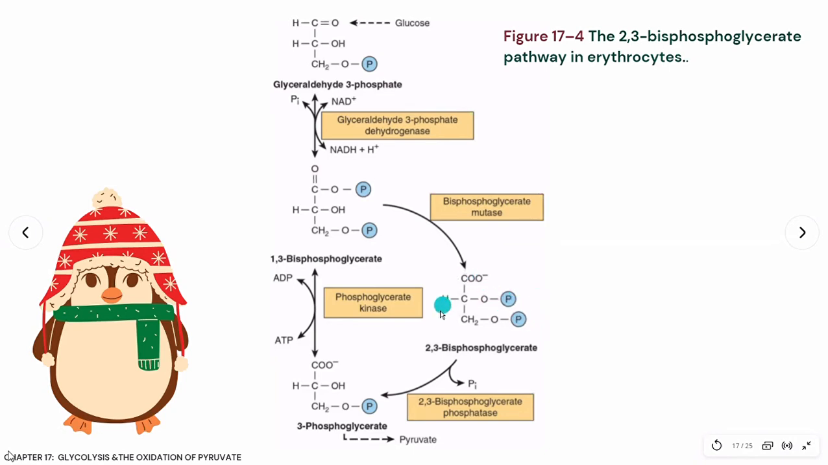And this is the one that is being used by hemoglobin. A substantial amount is being formed so that your hemoglobin can function. Okay? And then in this biphosphoglycerate, the phosphate at number 2 carbon is removed by a phosphatase, 2,3-biphosphoglycerate phosphatase, and the product is 3-phosphoglyceric acid, so it rejoins the glycolytic pathway to pyruvate. Did you get it?